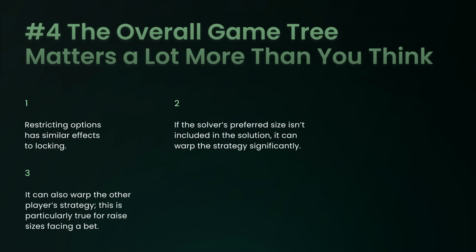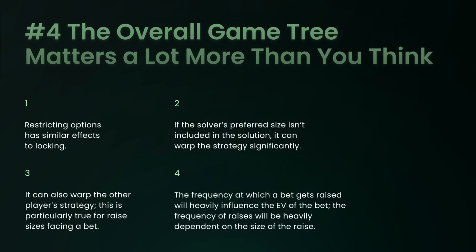And this is particularly true for raise sizes facing a bet. If you only allow your opponent to raise to a specific size, it's quite often going to influence the range of hands it's going to bet in the first place. The frequency at which a bet gets raised will heavily influence the EV of the bet, and the frequency of raises is going to be heavily dependent on the size of the raise. So when you change the size of the raise, you alter a bunch of different factors that are going to influence how much EV the player can get out of a bet in the first place. Let me show you what I mean.